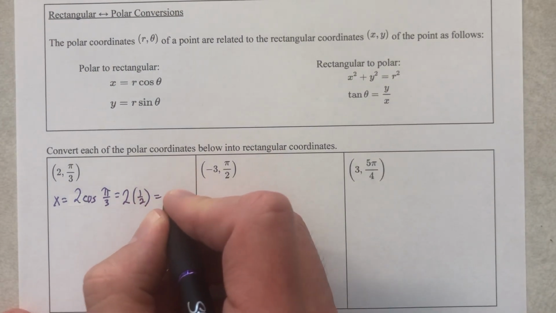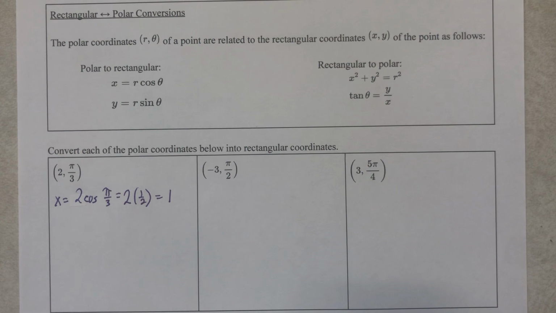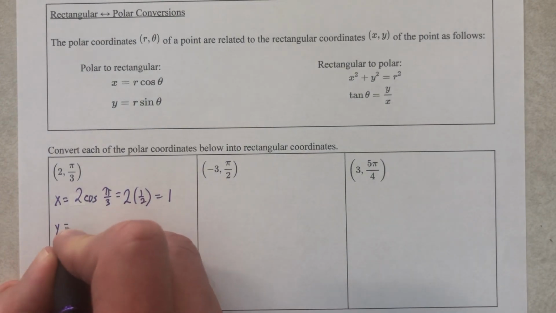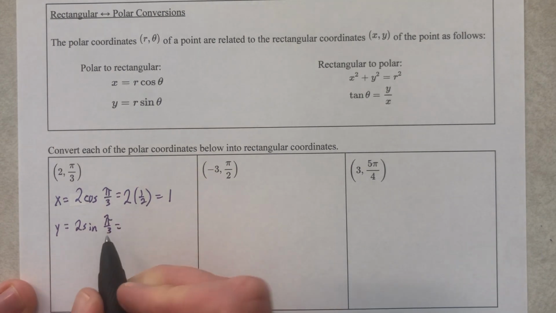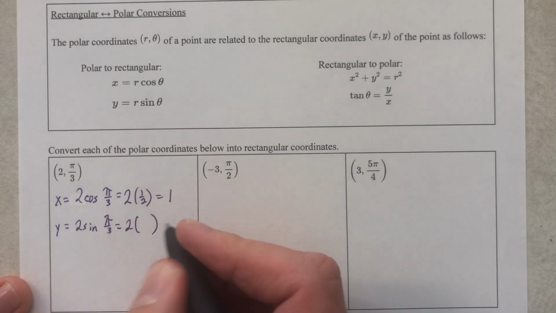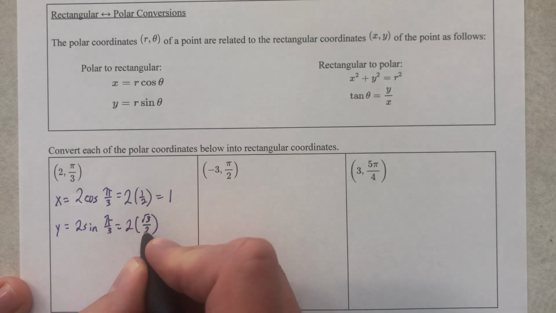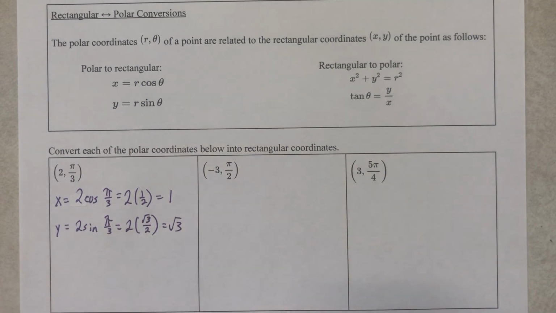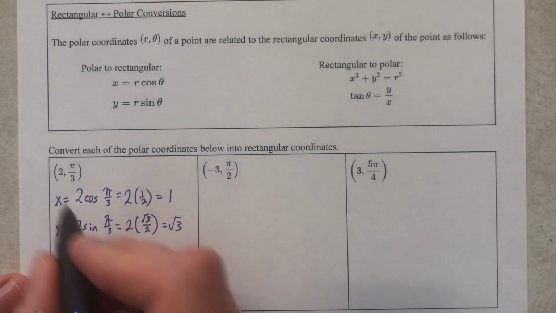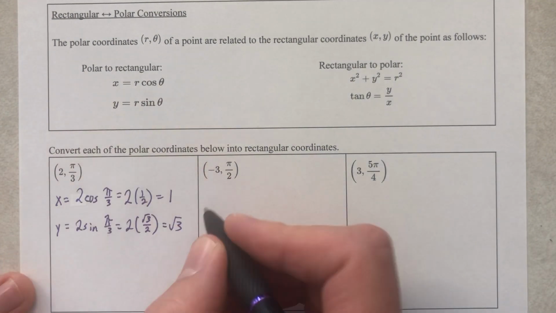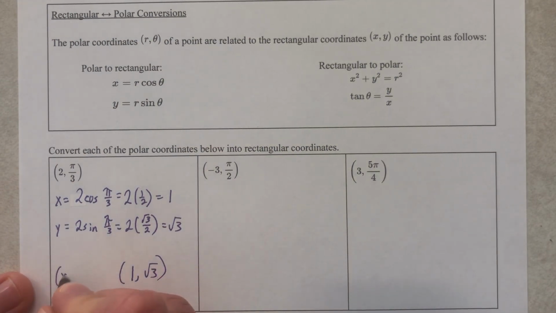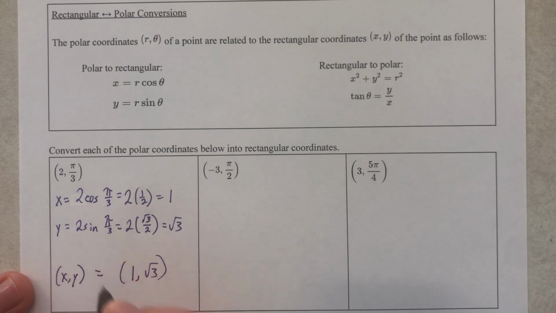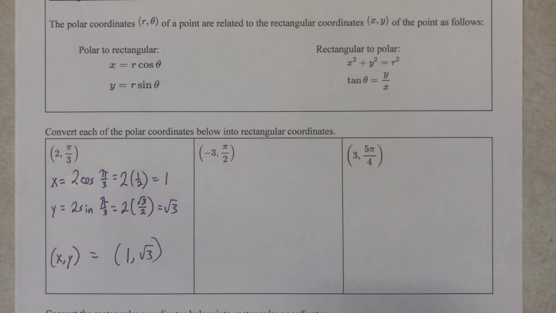And that's going to give me 1. All right, well, y is 2 sine pi over 3. And sine of pi over 3 is square root of 3 over 2. And that gives me square root of 3. Okay, let's put this in context, actually. Here's what this means. My r theta converts to an xy value of 1, square root of 3. So my xy is 1 comma square root of 3.